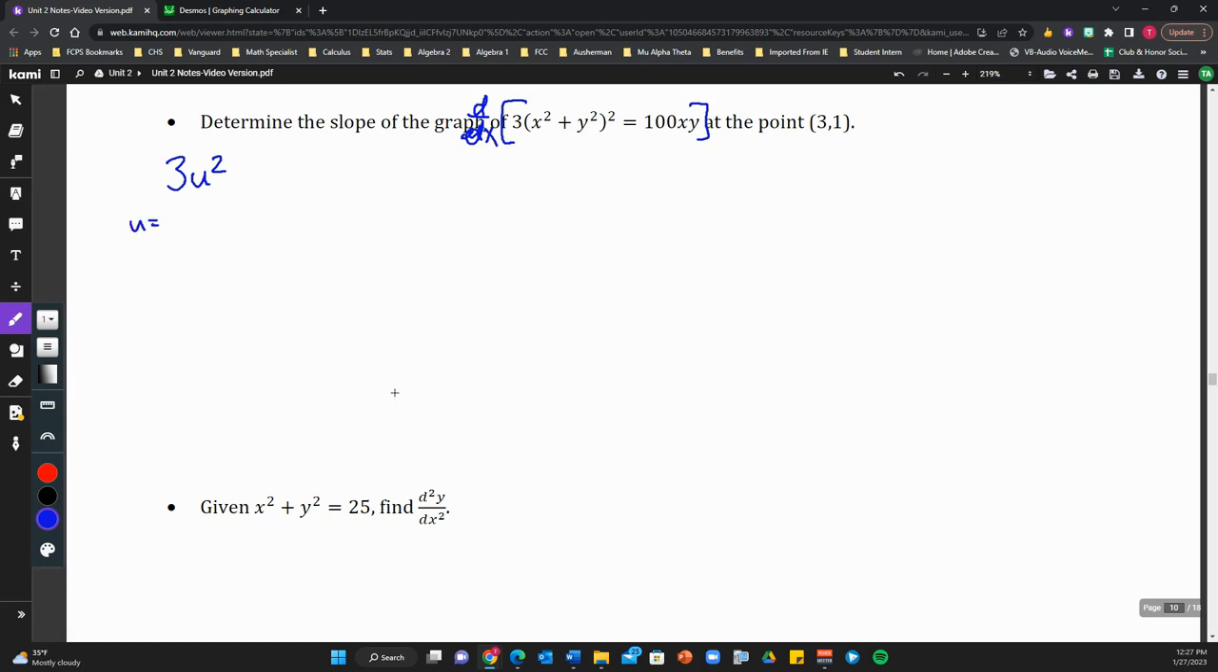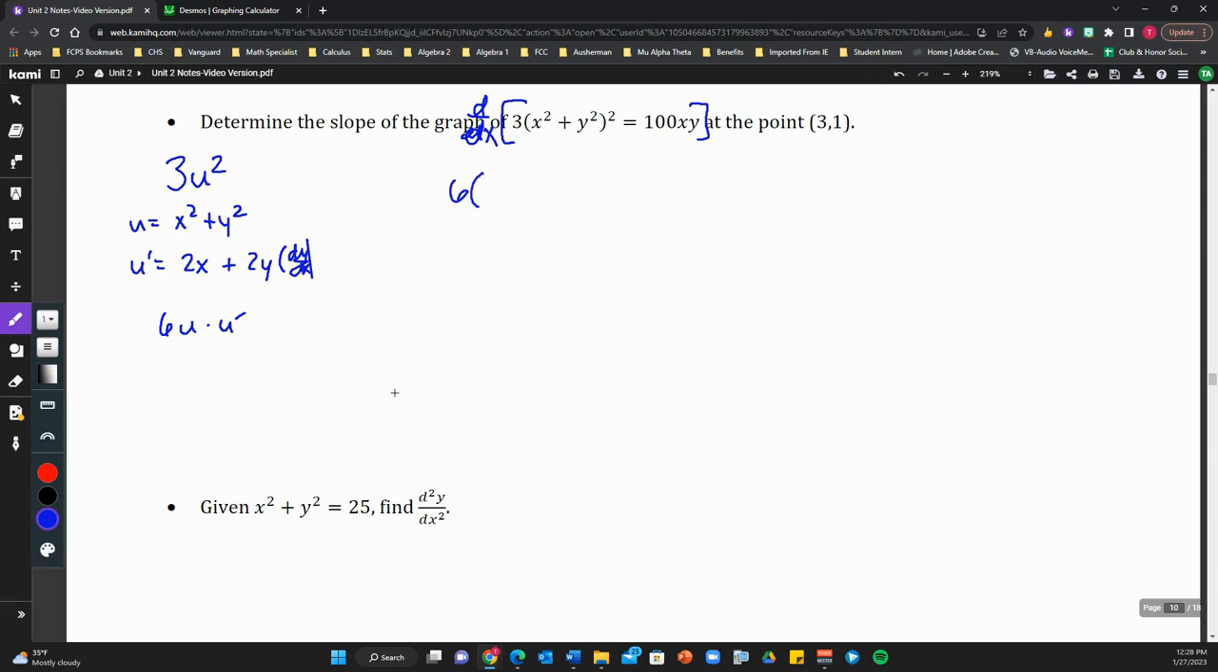But in this case, my u is the inside of that group, so x squared plus y squared, and u prime would be 2x plus 2y, but then again, we do the chain rule with the y stuff, so we also have that dy/dx. So we know the derivative of 3u squared would be 6u to the first times u prime. Now I'm going to get rid of that first now that I've said it, just because I don't want to mix it up with the prime symbol. So that is what we need to create for this left side.